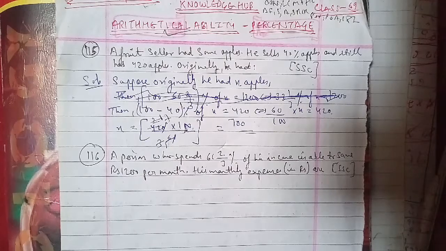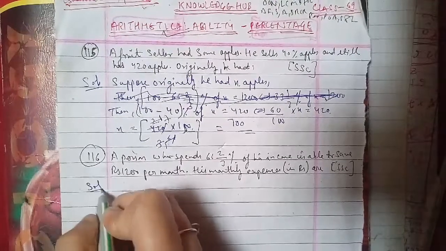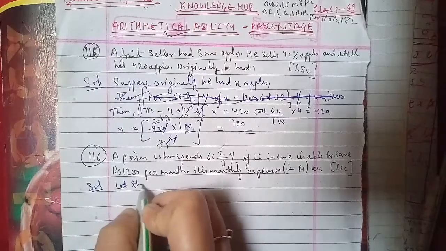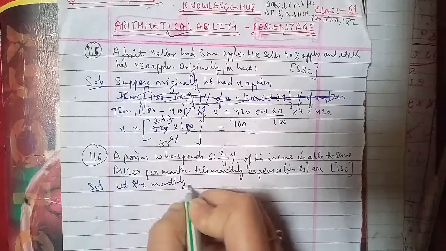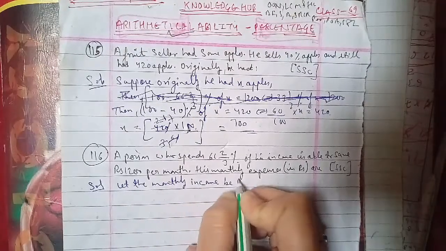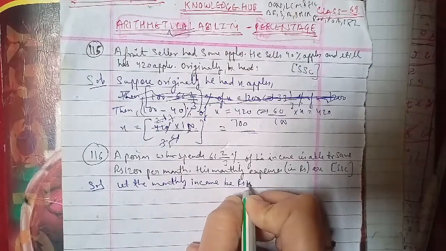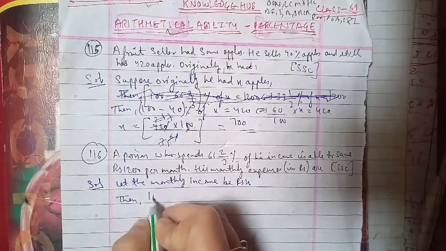Let the monthly income be rupees X. Then 100 minus 66 2/3% of X equals 1200.